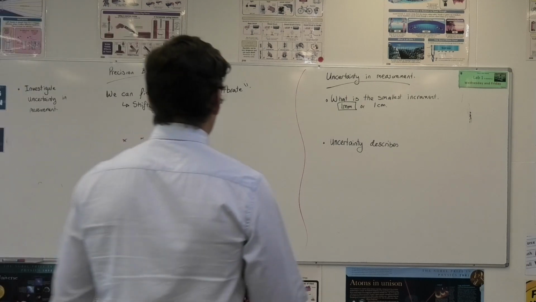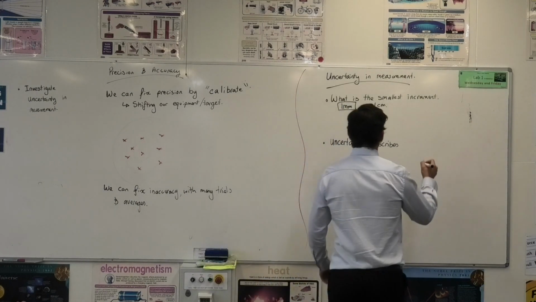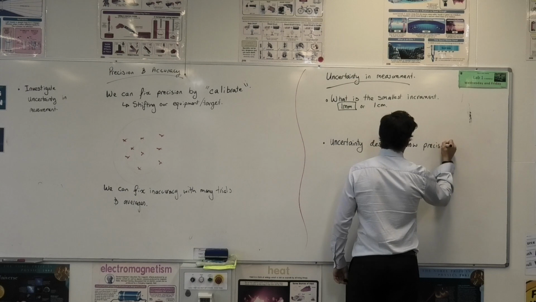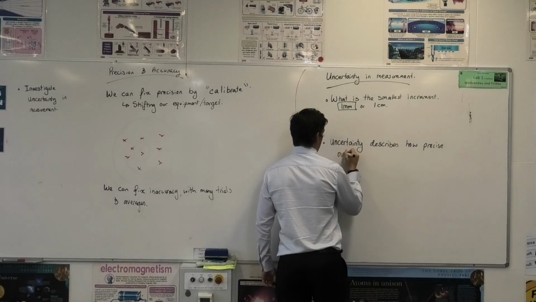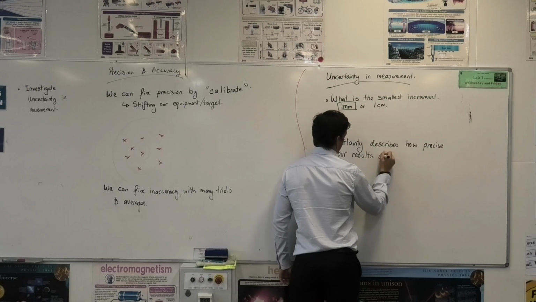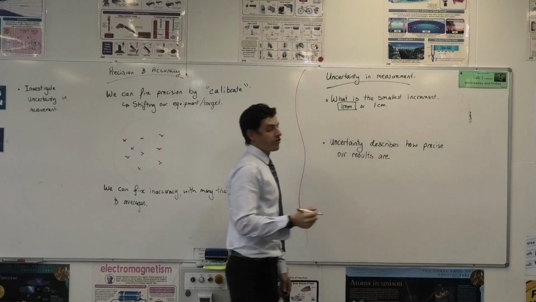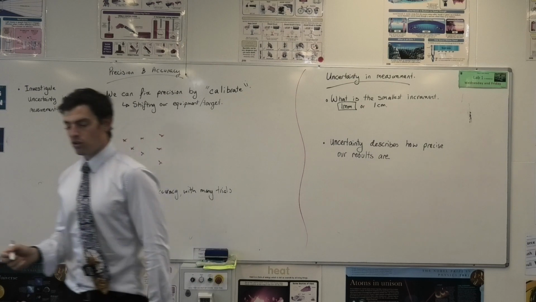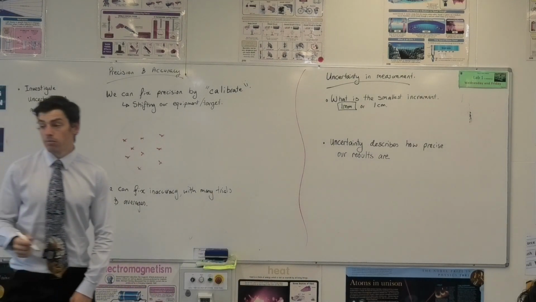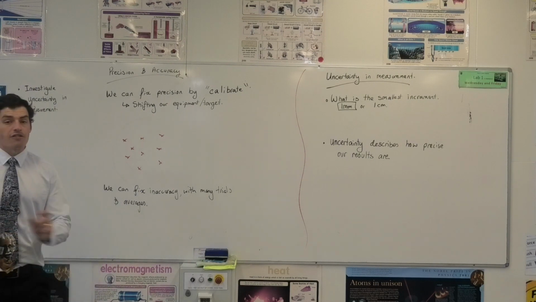Uncertainty describes how precise. So we should have measured that object. What did you measure, Oliver? And what did you get? 61? 61 mils? So you've got to be careful here, I need units.